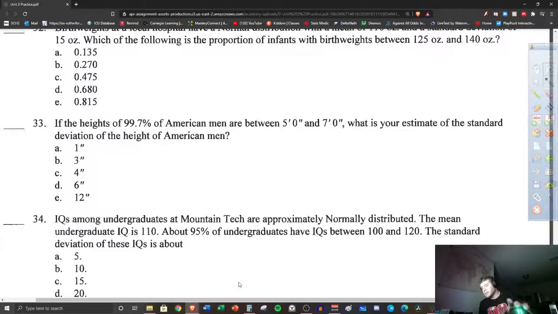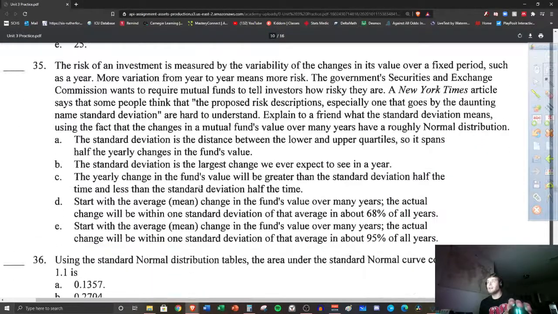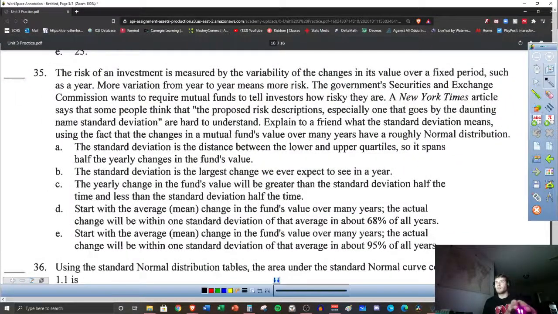The next question that was asked was 35. 35 looks very challenging. It does. I know that. Let's just talk through it. Really, this is a definition. I'm not even going to read the whole scenario, okay? It says, explain to a friend what the standard deviation roughly means, using the fact that changes in mutual funds value over many years have roughly normal distribution.